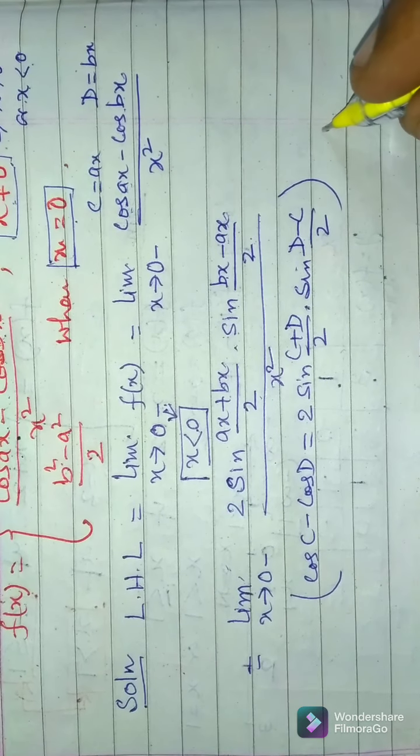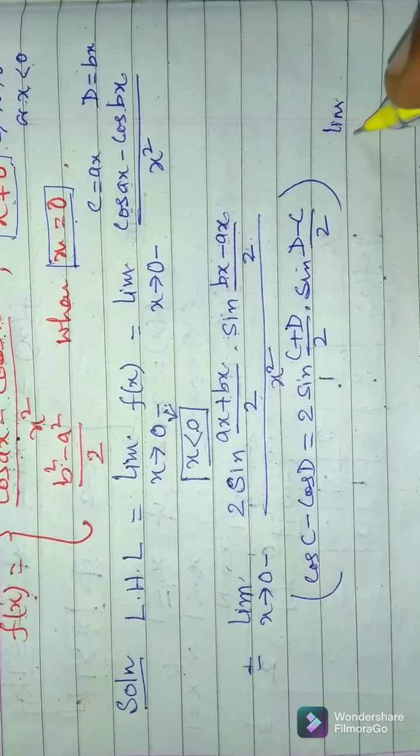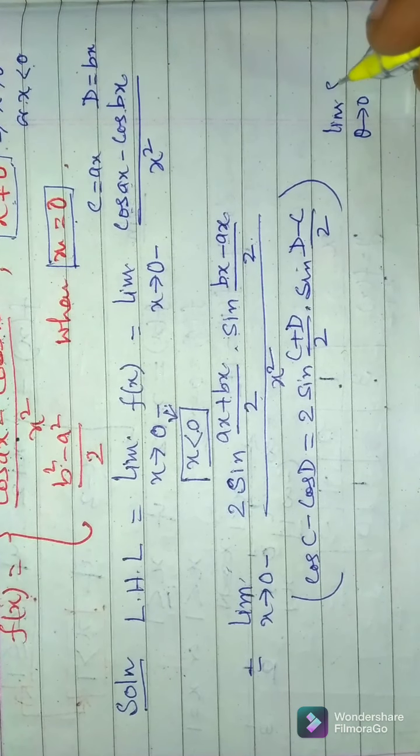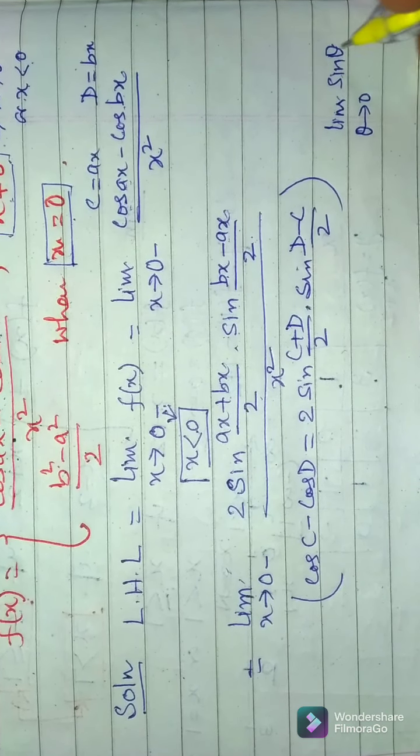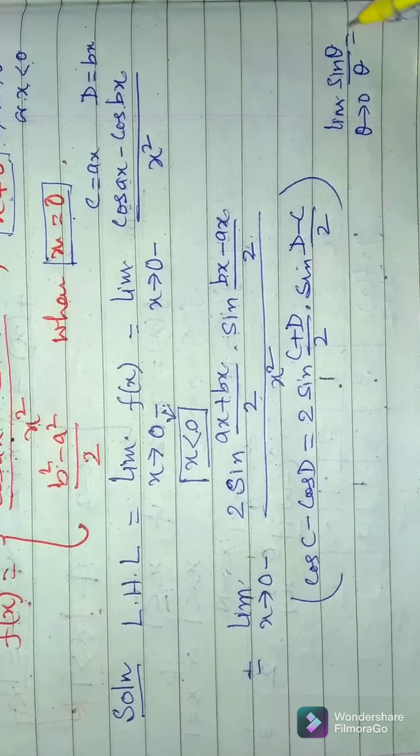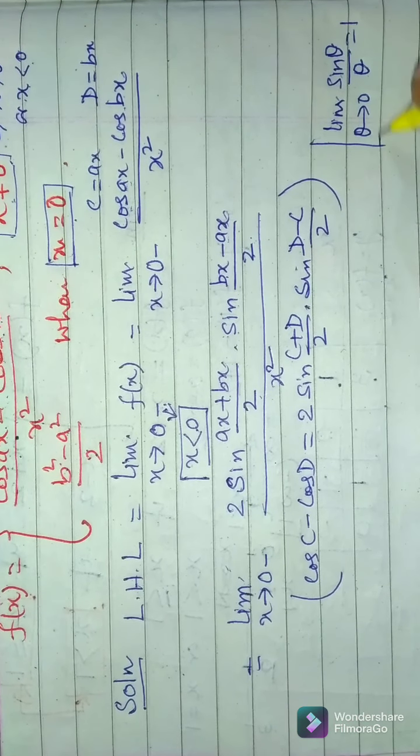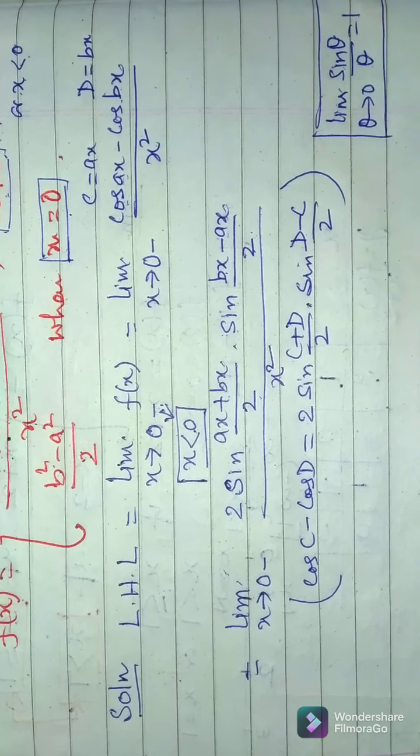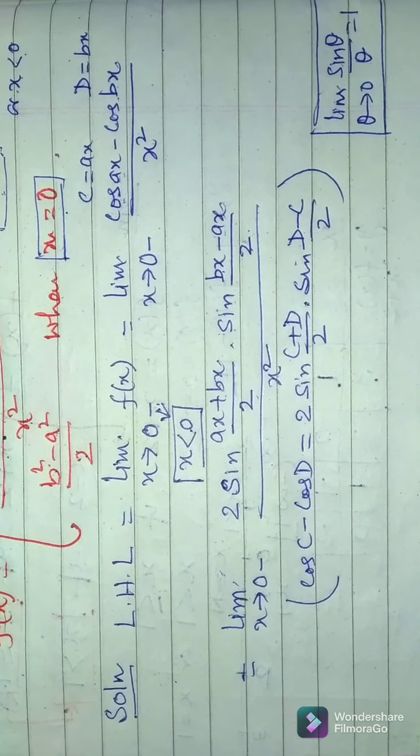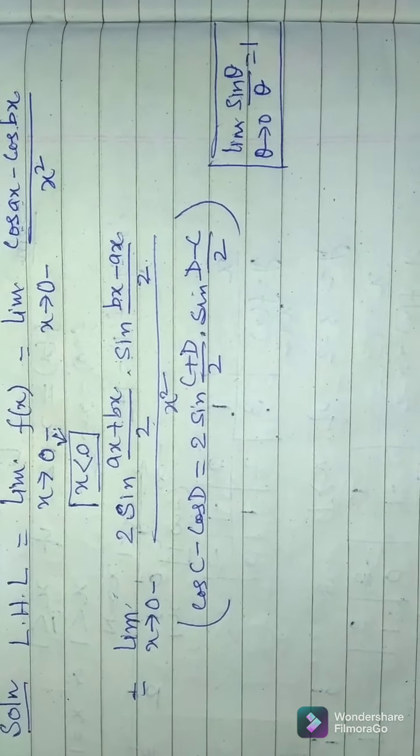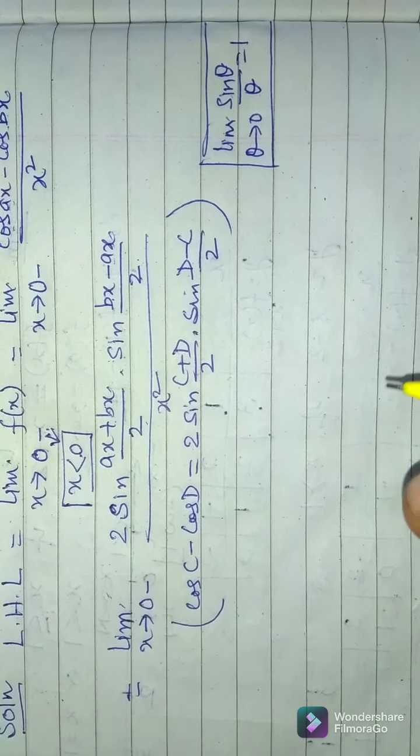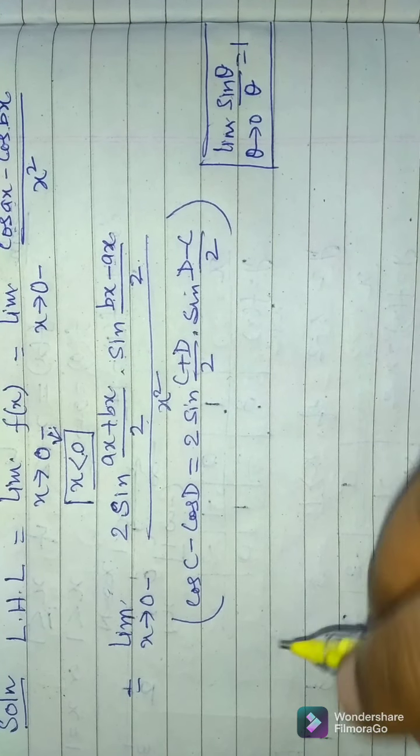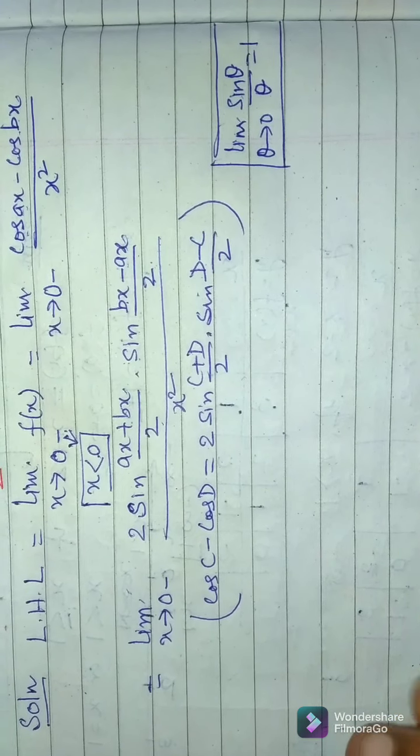Now you know that limit theta tends to 0, sine theta by theta, is equal to 1 when theta is measured in radian. In class 11th trigonometric limit, class 12 students know better, as well as class 11 students also.